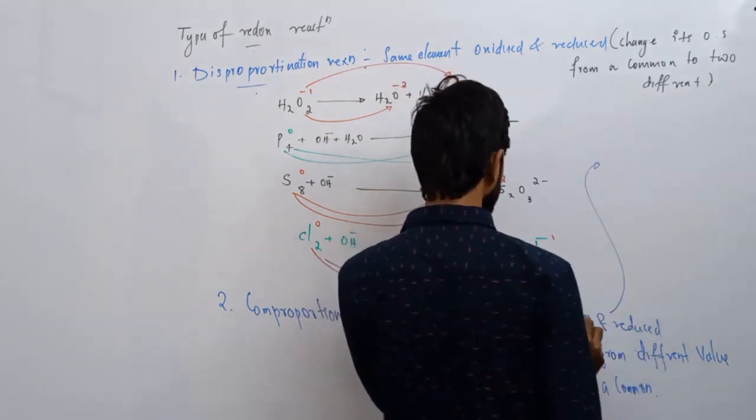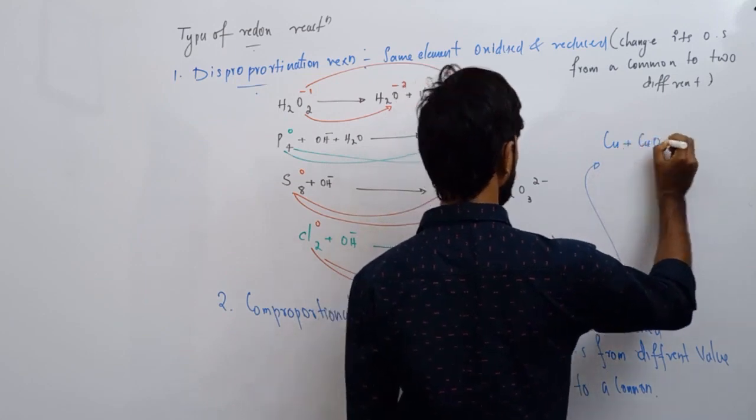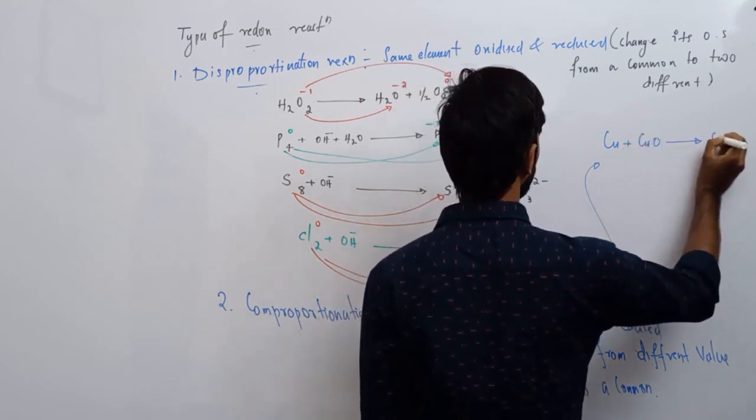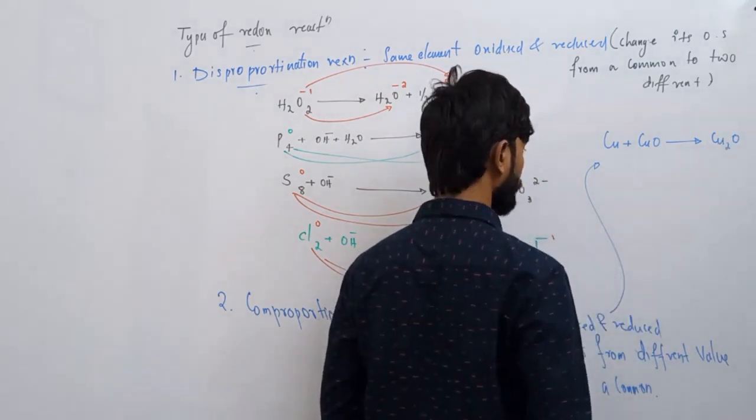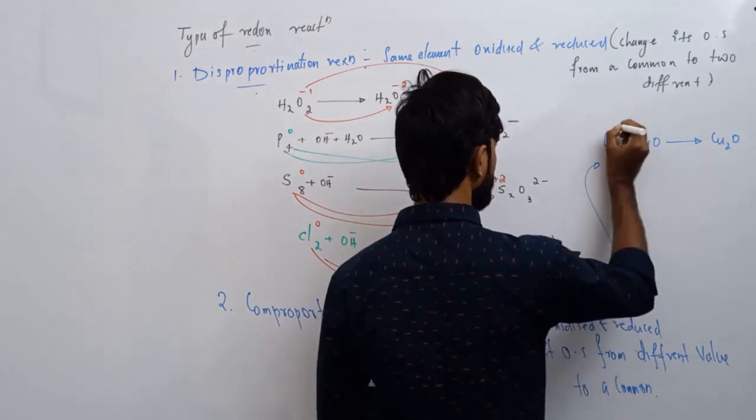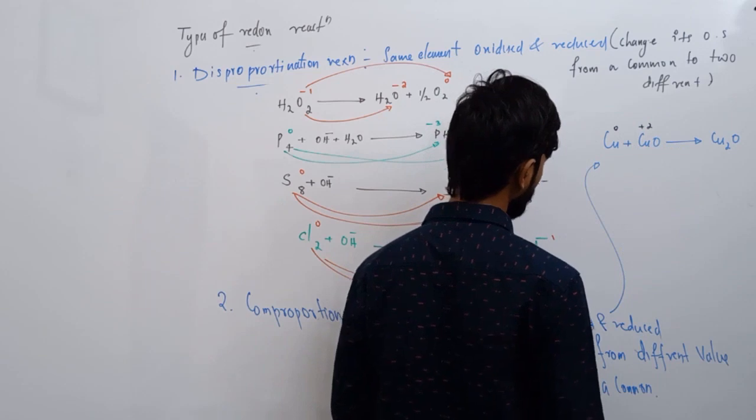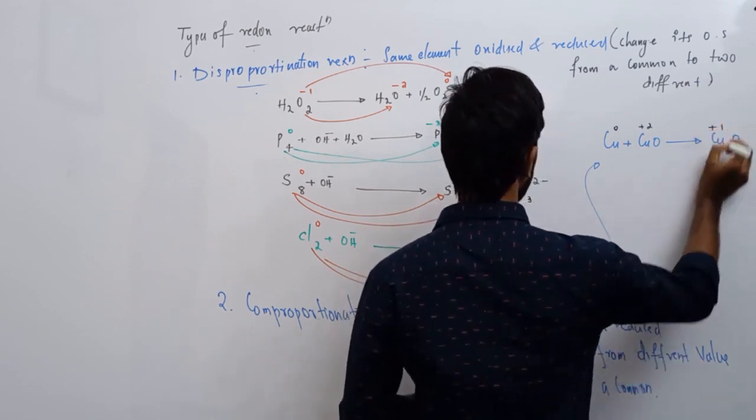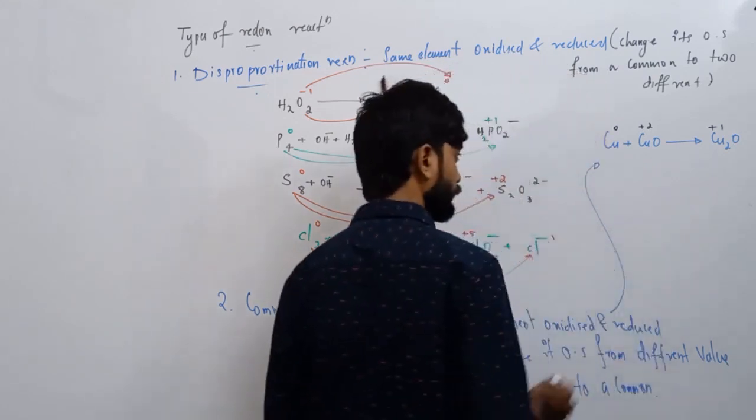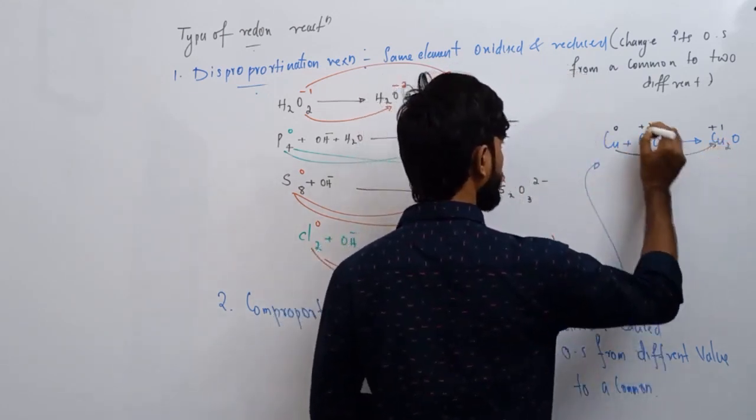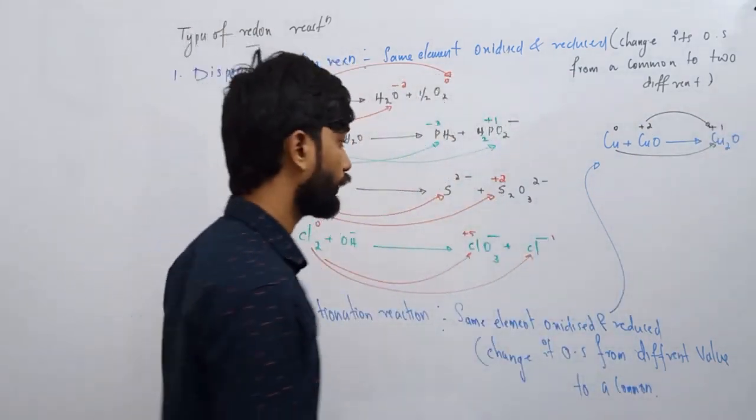Listen, I'll give you examples. Let us have Cu and CuO. Together they form Cu2O. Here the copper is in 0, copper is in +2. So copper exists in two different oxidation states. Now it is in +1, so it turns to a single oxidation state. So this is a comproportionation reaction. Oxidized, reduced, for the very same element, copper.